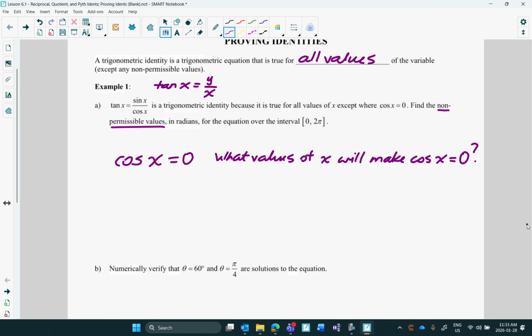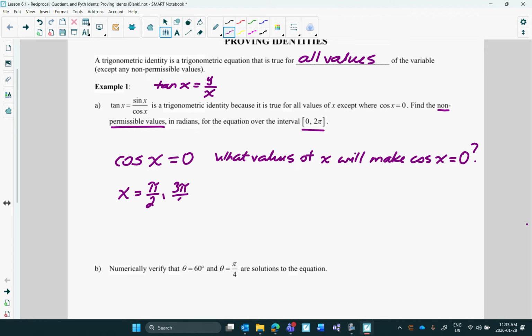Well, there's infinite values, but we only want to know the ones from 0 to 2 pi. Well, isn't this just a trig equation using the unit circle? What values of x, or what angles of x on the unit circle have an x coordinate of 0? Pi over 2 and 3 pi over 2.